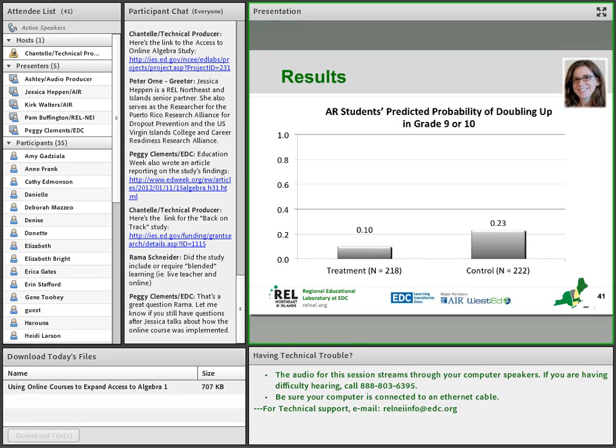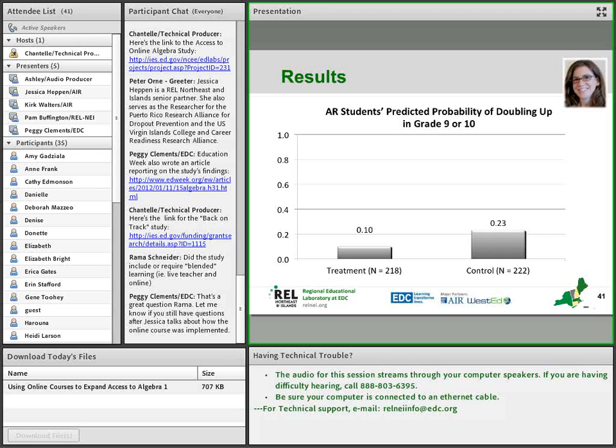We did find an impact of having access to online algebra in 8th grade on the likelihood that students would double up in high school. So we call that phenomenon doubling up, of course. Algebra-ready kids from control schools had a 23% chance of doubling up. They're the bar that's shown on the right.